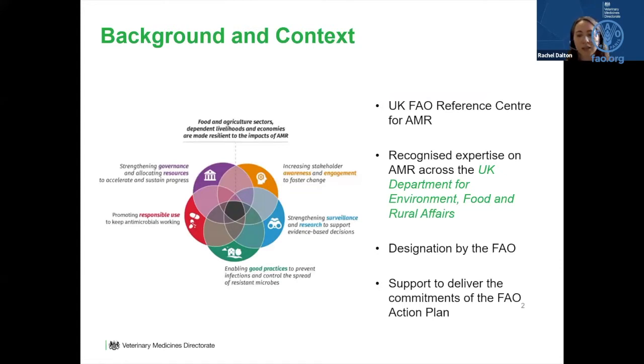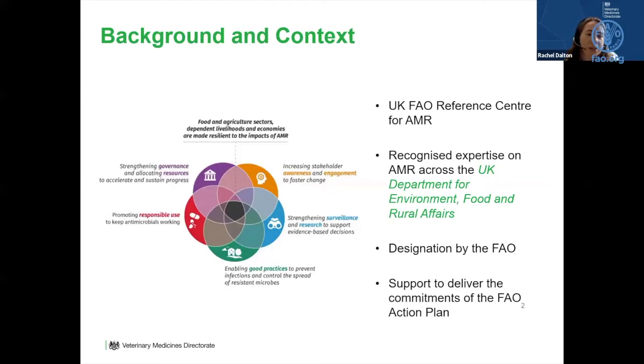This reference centre is a collaboration between 3 organisations across the UK Department for the Environment: the Animal and Plant Health Agency, CEFAS, the Centre for Environment, Fisheries and Aquaculture Science, and the Veterinary Medicines Directorate, which I'm representing today. Together, the expertise on AMR across these 3 agencies is designated by the FAO as a reference centre for antimicrobial resistance. The purpose of the reference centre is to support the organisation's work on combating AMR across sectors in food and agriculture around the world. That includes the creation of virtual learning resources, such as the e-learning course that we're discussing today.